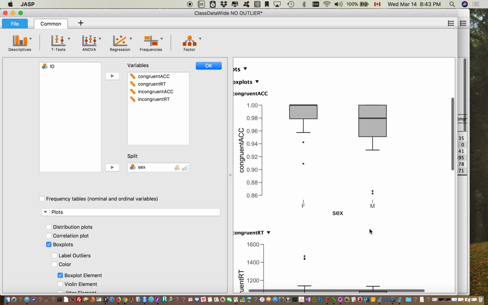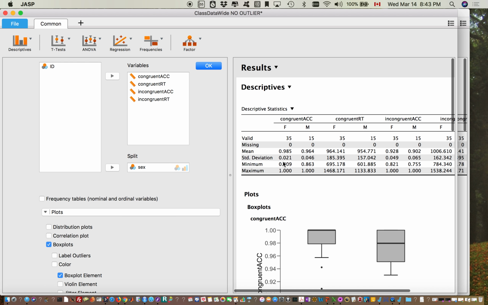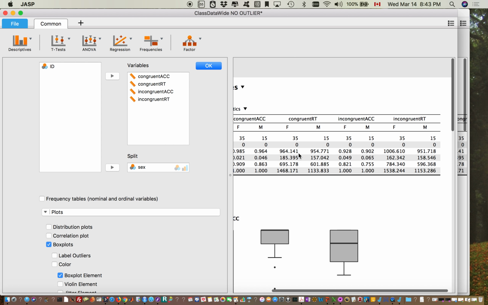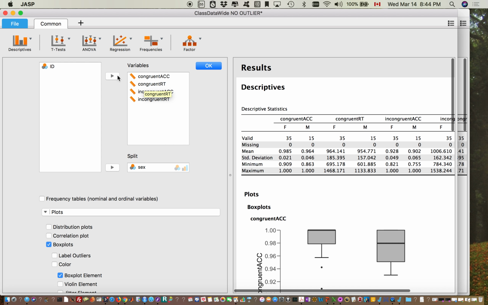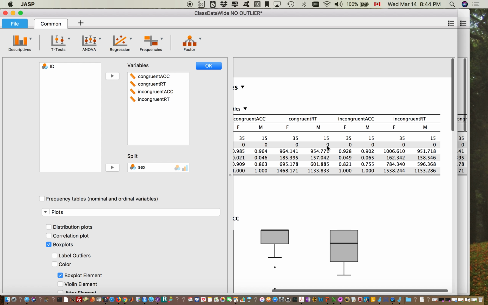Okay, so we've got our descriptive statistics, and you would probably in the paper want to report your number of valid, number of men, number of women, and the means and standard deviations for each of these types of tasks. The next thing that we want to do is see whether congruent accuracy, incongruent accuracy, congruent reaction time, and incongruent reaction time actually differ by group.